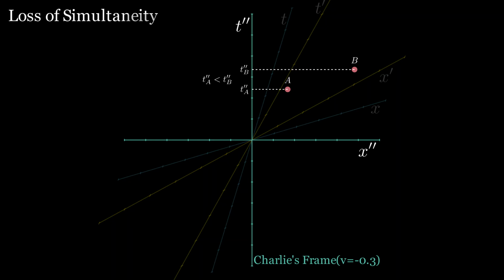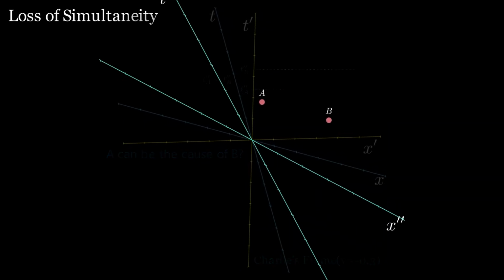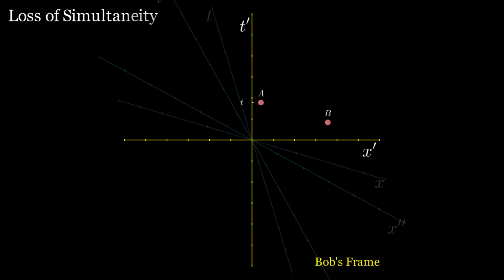The loss of simultaneity leads us to ponder a question. If event A occurs before event B, then event A could potentially cause event B. In another frame of reference, if event A occurs after event B, then event B could potentially cause event A. Their causal relationship is reversed in different reference frames. Does this mean that special relativity disrupts causality? The answer is no. This involves another characteristic of the Lorentz transformation, the preservation of causal regions.